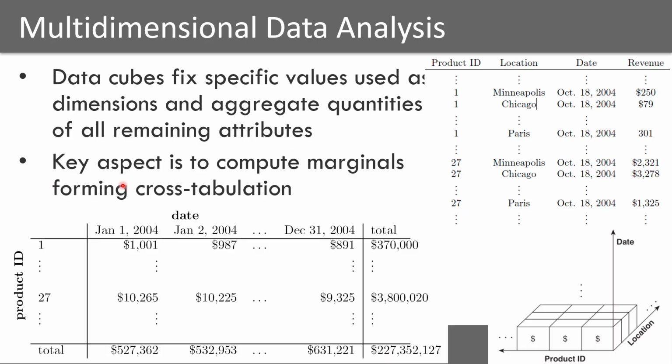So the key aspect here is that we have the ability to compute these marginals and form the so-called cross tabulation, which is also used in statistics to understand the data. We can therefore see that these data cubes give us the possibility of slicing, but also of so-called dicing, as we will see next.